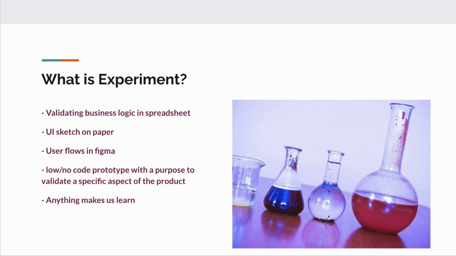So here, what is the experiment? If we talk deeply about the experiment, in an experiment you are validating the business logic in spreadsheets, UI sketches on paper, Figma user flows, a low or no code prototype, or a POC. The purpose is to validate a specific aspect of the product, and anything that makes us learn to move forward.